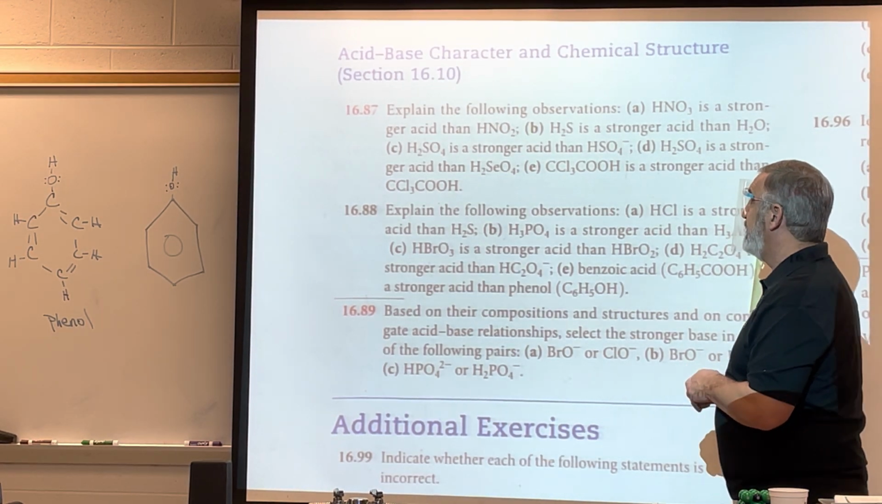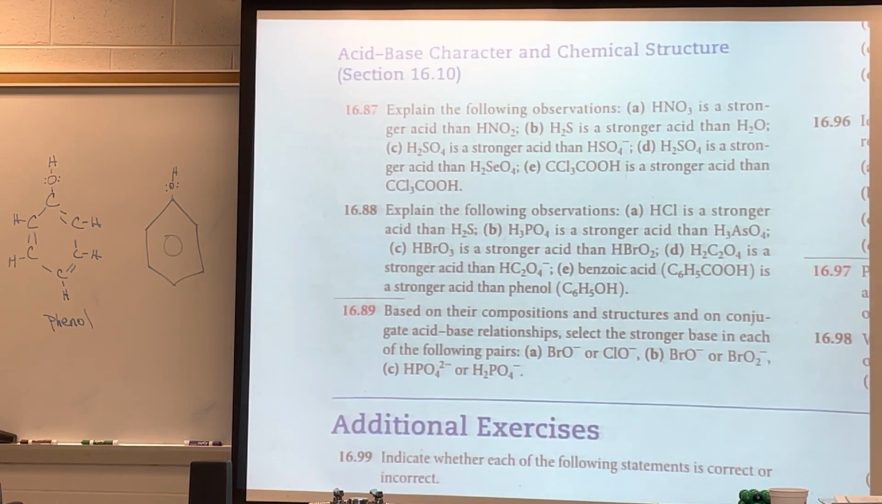Advice, what did you get for HBrO3 is stronger than HBrO2? The extra oxygen in HBrO3 makes it more electron withdrawing than the O2 in HBrO2, so that makes the hydrogen more polar, more ionizable, and a stronger acid. Perfect. Perfect answer. Okay?